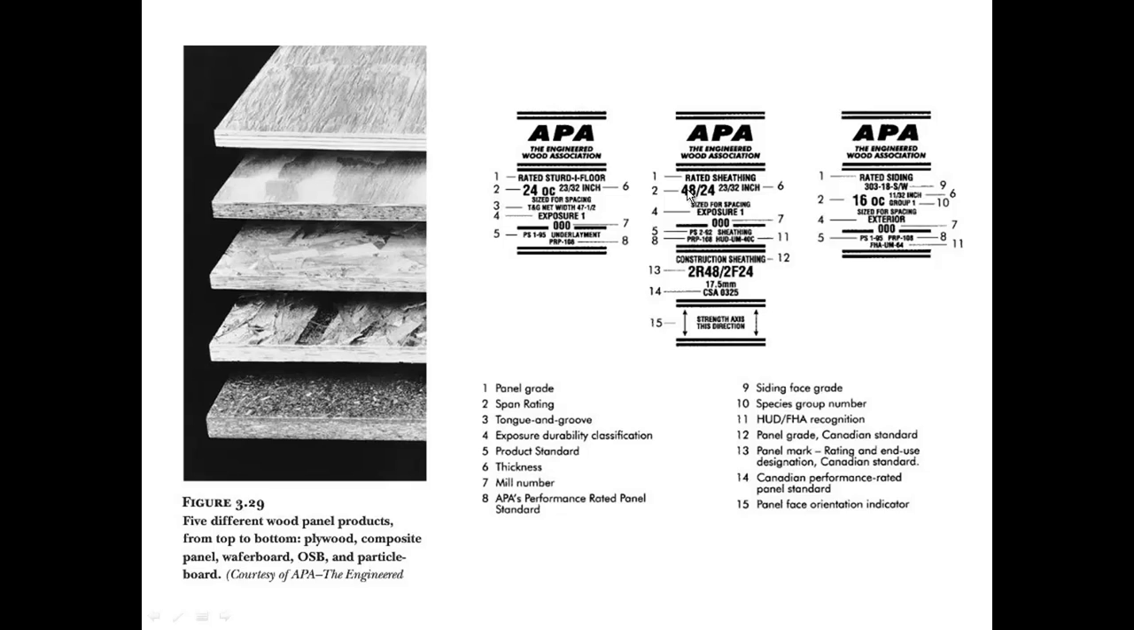The first one is your roof. The second one is your horizontal floor framing spacing. So you need to pay attention to these stamps when you're looking at structural plywoods and composite boards.